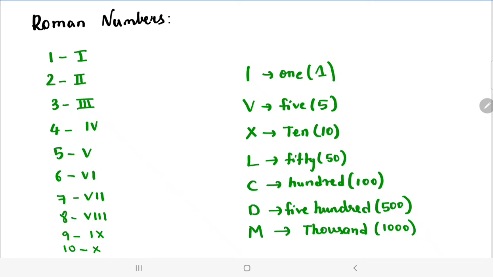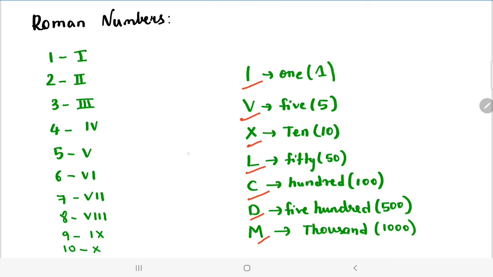It is required for your level, this much is required. Means if I put a single slash, then it is 1. If I put V, it is 5. If I write X, then that is 10. L, 50. C, it is 100. D, 500. M means 1000.